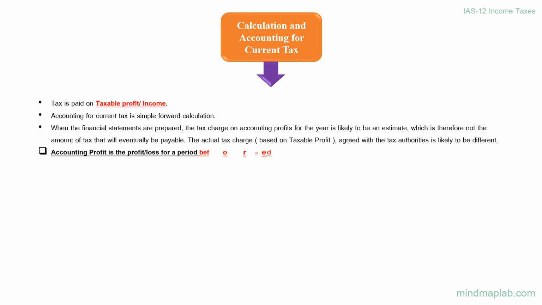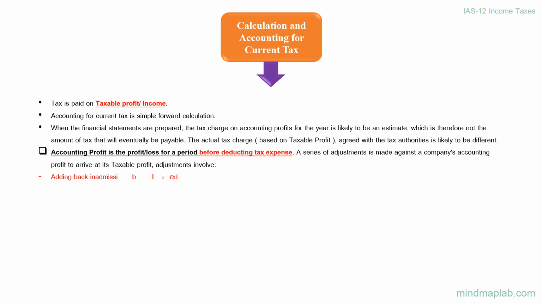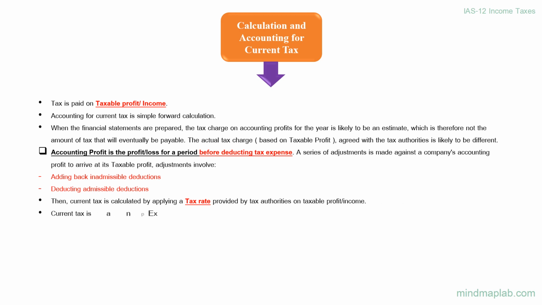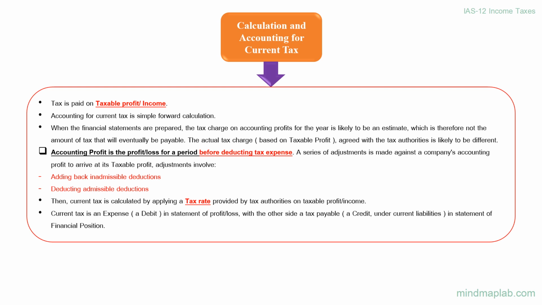Accounting profit is the profit or loss for a period before deducting tax expense. A series of adjustments is made against a company's accounting profit to arrive at its taxable profit. Adjustments involve adding back inadmissible deductions and deducting admissible deductions. Then, current tax is calculated by applying a tax rate provided by tax authorities on taxable profit or income. Current tax is an expense, a debit, in the statement of profit or loss, with the other side, tax payable, a credit, under current liabilities in the statement of financial position.